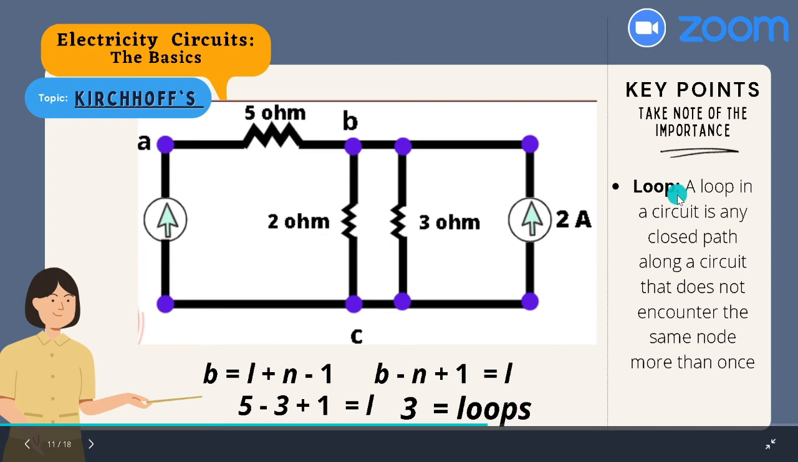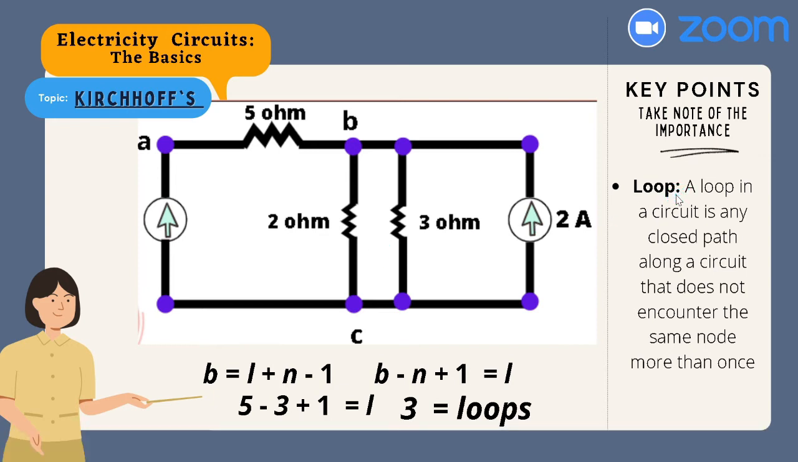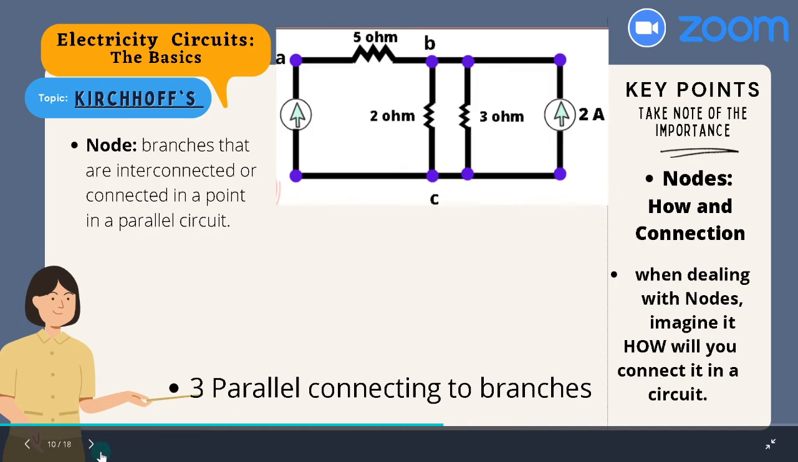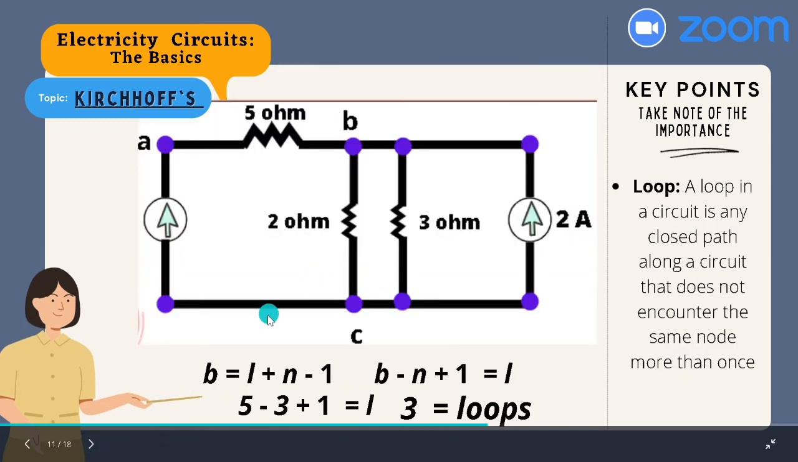Next, if we are going to look for a loop, it is any closed path along a circuit that does not encounter the same node more than once. Then you can just use the fundamental formula, B equals L plus N minus 1, and rearrange it to find loops. So branches minus nodes plus 1 is equal to loops.